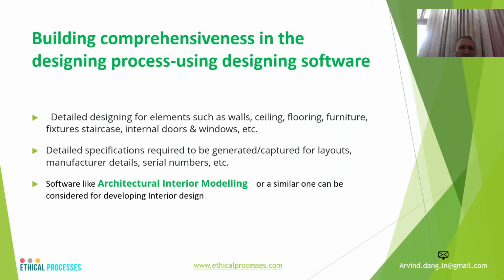Now, how to ensure that the design software which is being chosen is comprehensive. Some of the parameters which need to be ensured are that it should be enabled for detailed designing of the elements like walls, ceiling, flooring, furniture, fixtures, staircase, doors, windows, etc. It should be able to provide the necessary specification options for generating the layouts and manufacturer details and serial number. It must be able to capture that.